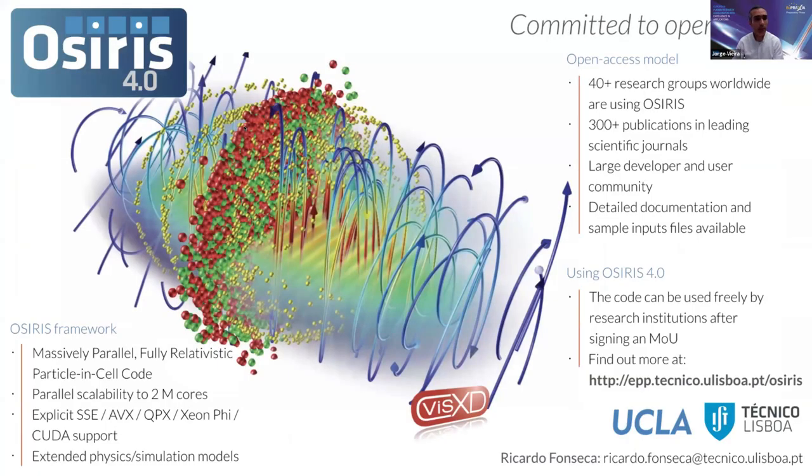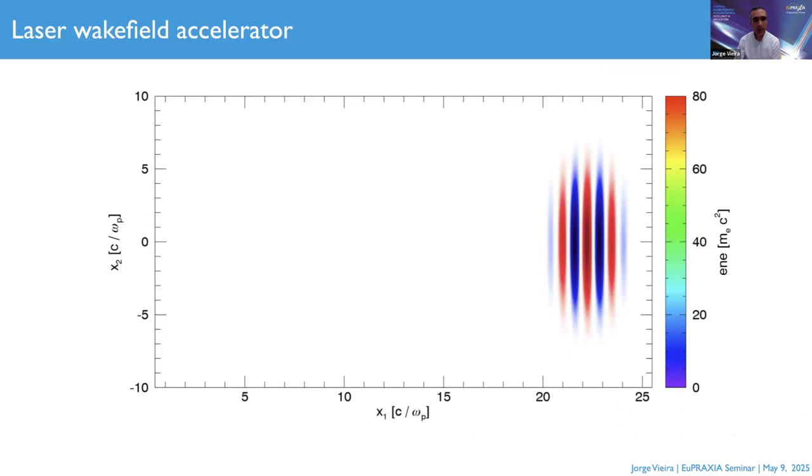So at IST, we have been developing the PIC code OSIRIS. This is a massively parallel and fully relativistic PIC code. It has been developed in collaboration with UCLA and now many other institutions, for example, Michigan. And so this movie here will show an example of a particle-in-cell simulation of a laser wakefield accelerator.